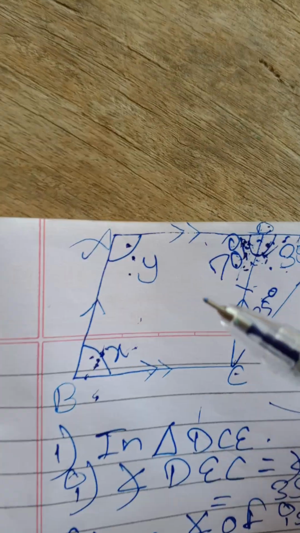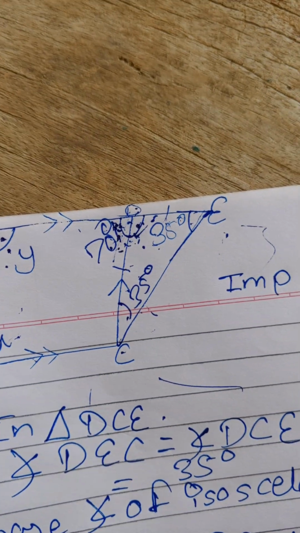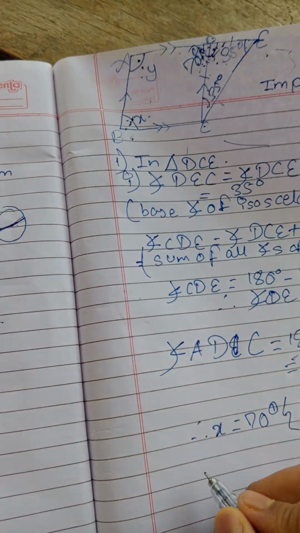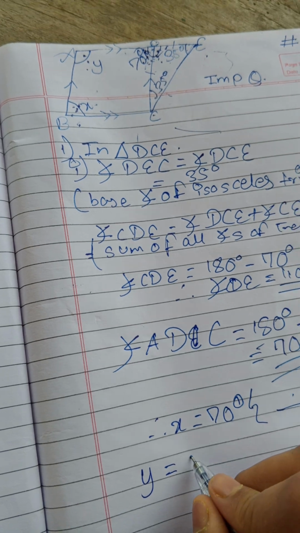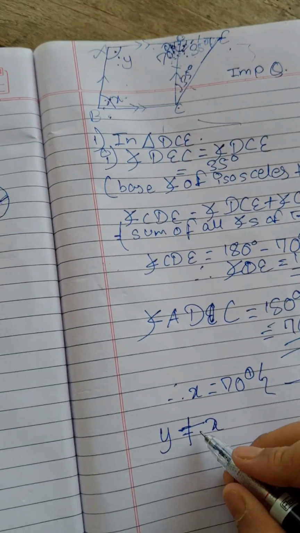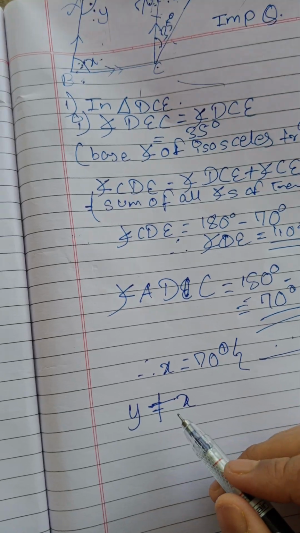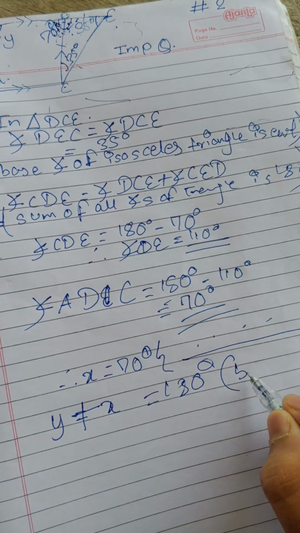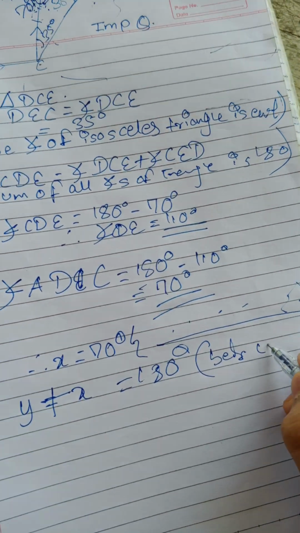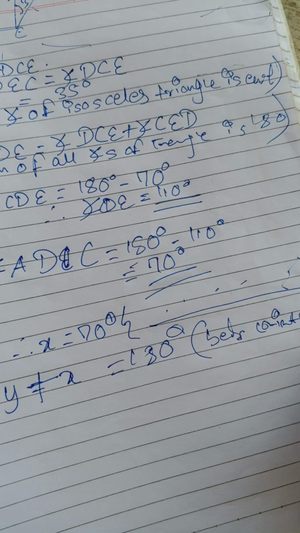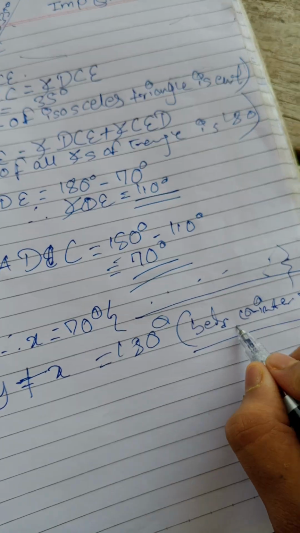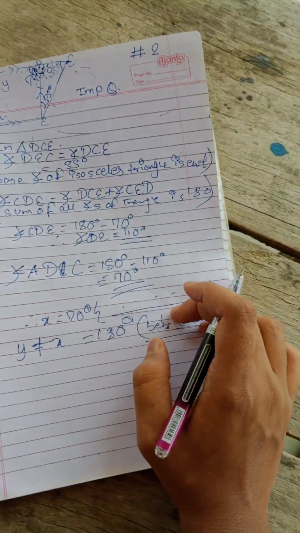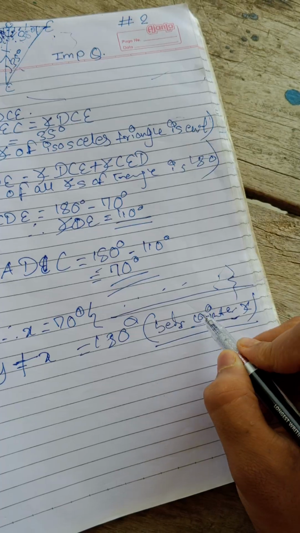How? By the property of co-interior angles. So what is the property? Let's see here: y plus x is equal to 180 degrees, being co-interior angles. We can write here co-interior angle. Co-interior angle, if you are not hearing, listen to me: C-O dash I-N-T-E-R-I-O-R. This is the co-interior angle.